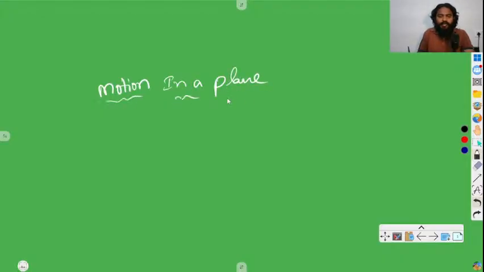Hi guys, in this video let's learn about the motion in a plane. Motion in a plane, right? So here, for example, we have a particle which is moving in a straight line, right?